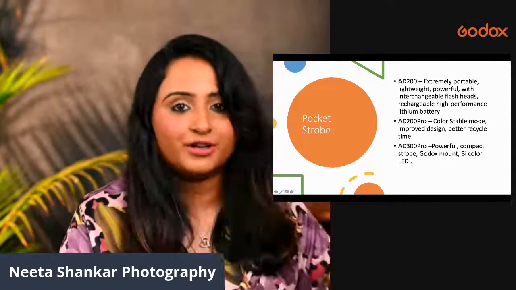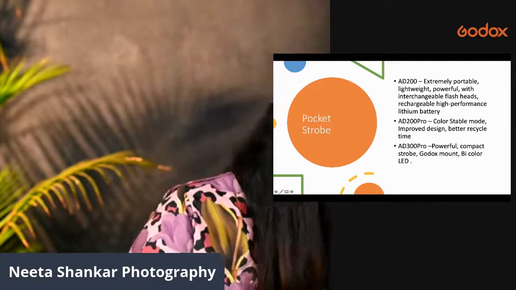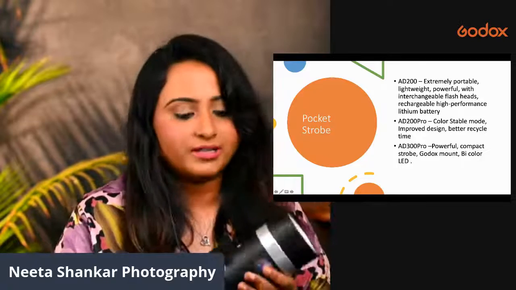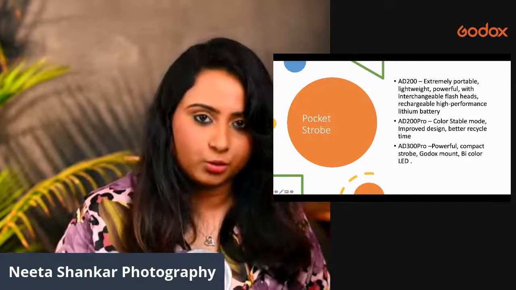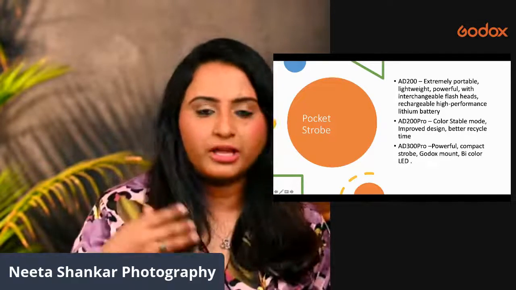Of course, after the AD300 came out and I tried it out, I really liked it for a couple of reasons. One is, of course, it is more powerful than the AD200. So sometimes there would be situations when you would need a little bit of extra power, especially if you're shooting in outdoor situations. Sometimes AD200 power may not be enough. And although if you want to completely overpower the sun, you would definitely need something much more powerful like the AD600 or maybe even AD1200.